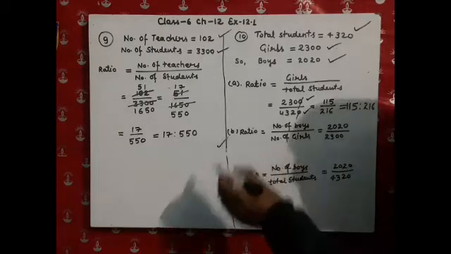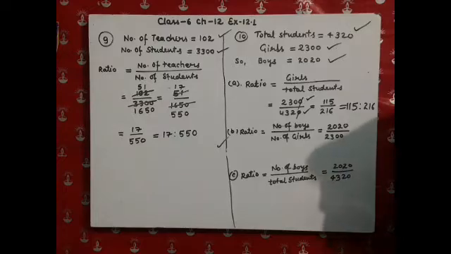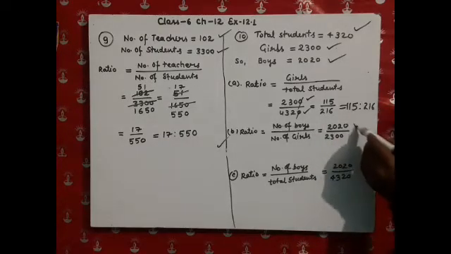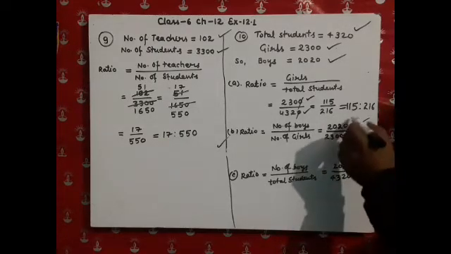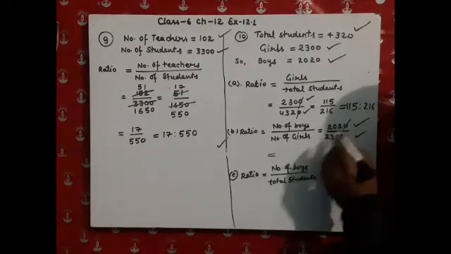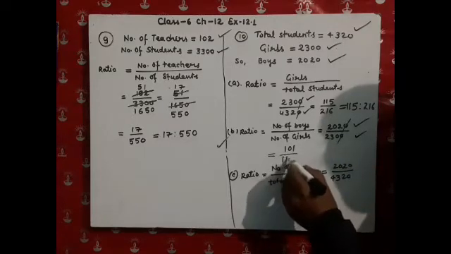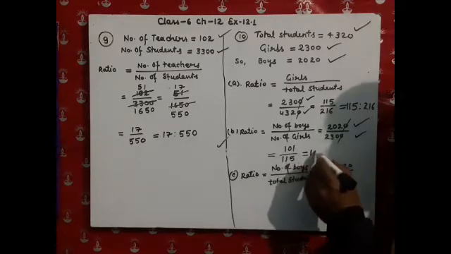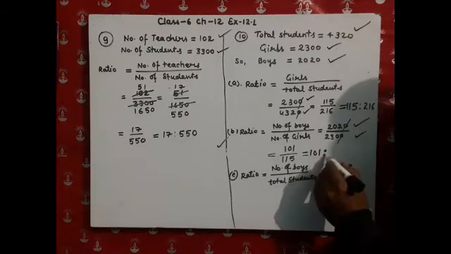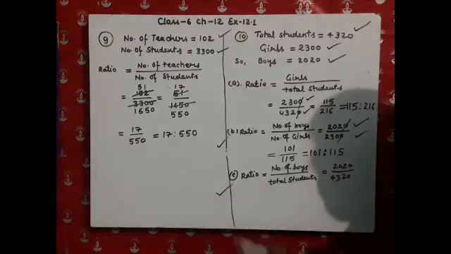Now going to the B part. Here in the B part we have to find the ratio of the number of boys to the number of girls. So the number of boys is given here, and the number of girls is these. Now 0 0 cancel. Now both are divisible by 2. So it becomes 101 and it becomes 115. So the ratio becomes 101 ratio 115.